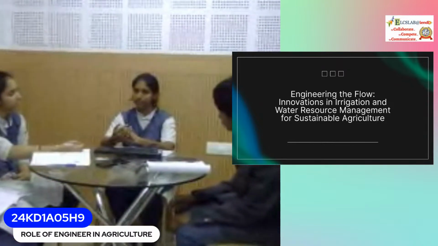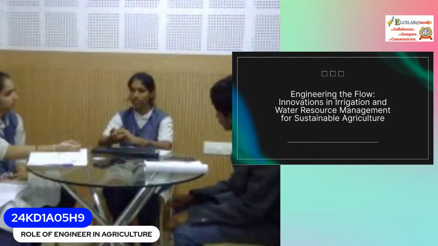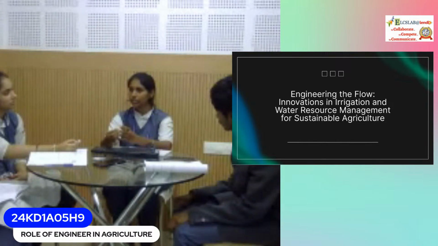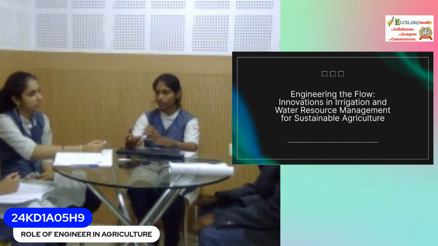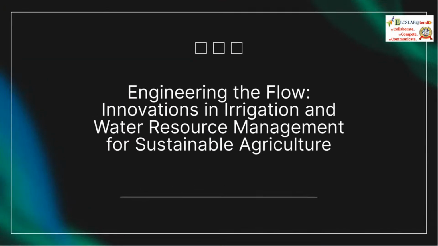There are many types, like rainwater harvesting. In the rainy season, there will be more water wasted, so the farmers should conserve the water to get a good yield.